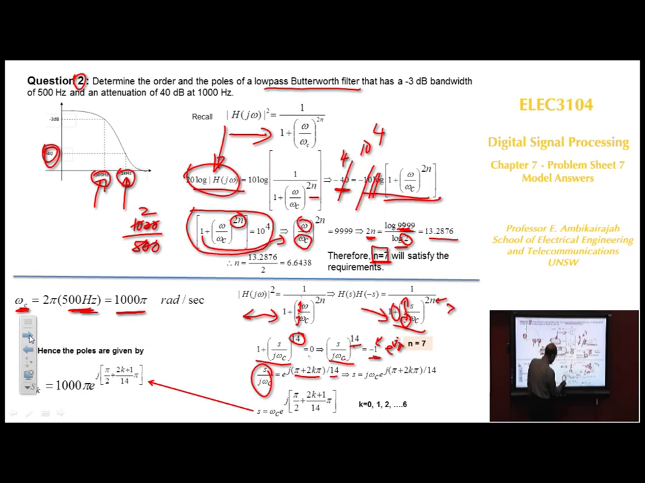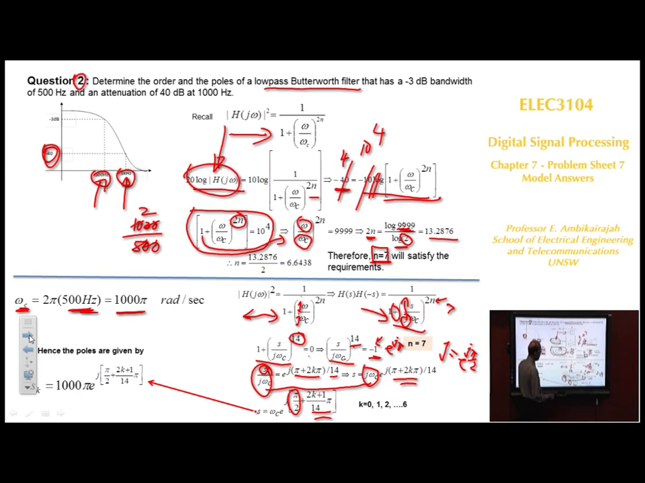Now what we do is cross multiply this one to find s, so you get j and omega c. We know j is equal to e to the power of j pi over 2, right? We have learned that before. So you now substitute for j as e to the j pi over 2. And then you write this bit plus that, those two. And you will find that's your pole position.